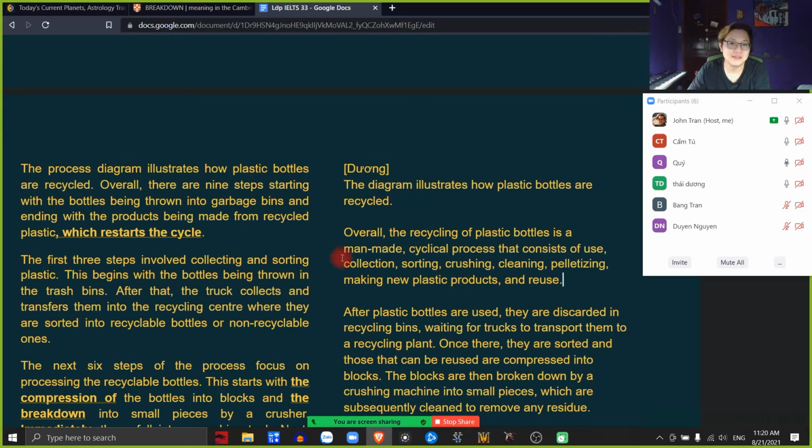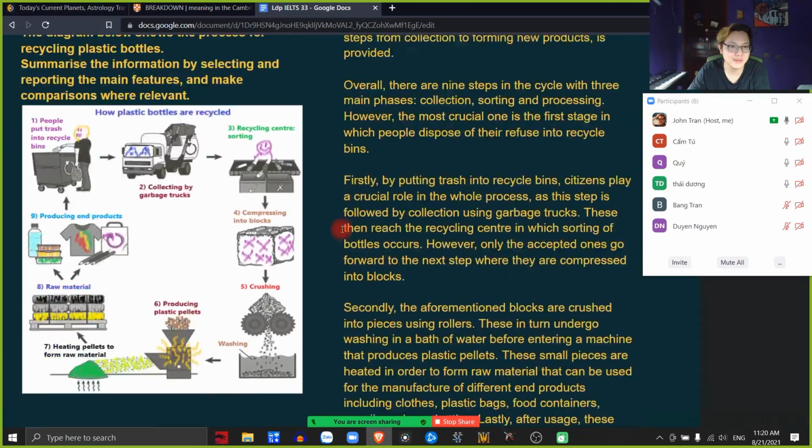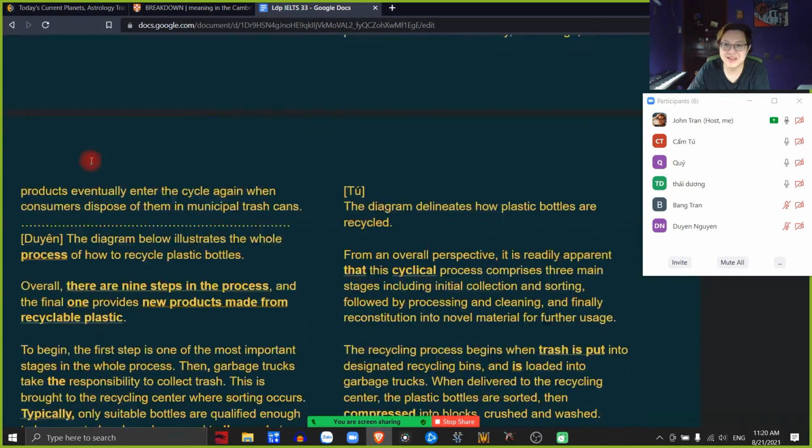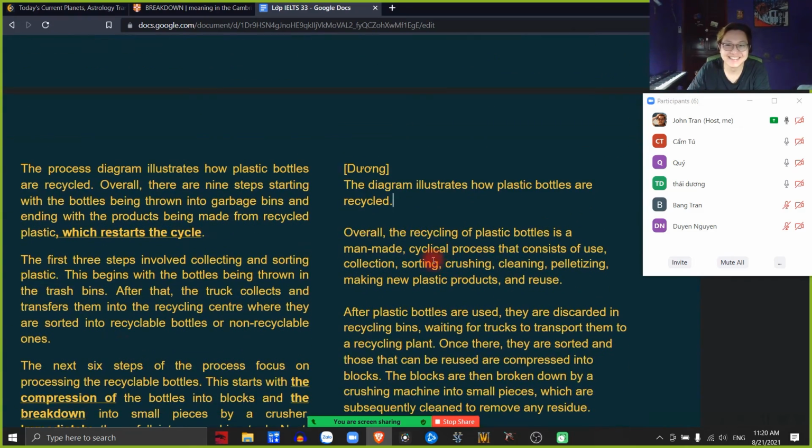Yeah. Now, okay, illustrate how plastic bottles are recycled. Wait, nghe giống cái đề bài gì? No, it's not the same. See? Sometimes a bit obnoxious. You make me scared. Oh my god. I think that's what I'm good at.